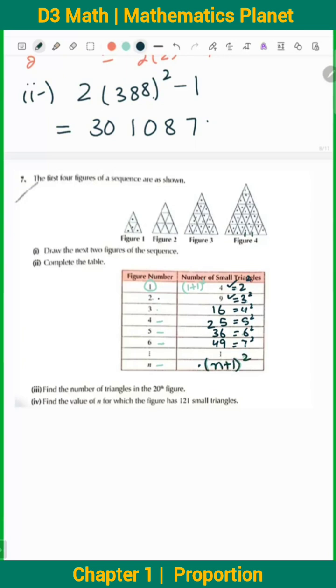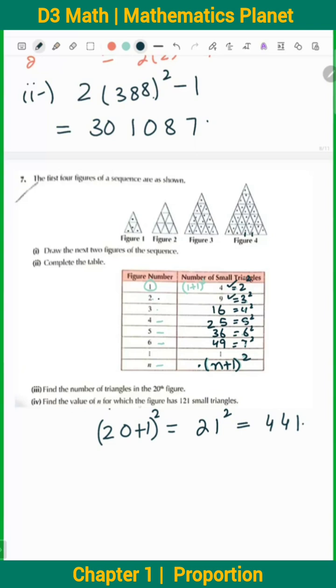Yes. Okay. So find the number of triangles in the 20th figure. Now because we have the formula for the nth one, we can find the 20th one: 20 plus 1 whole square, which is equal to 21 whole square. So 21 whole square is equal to 441.